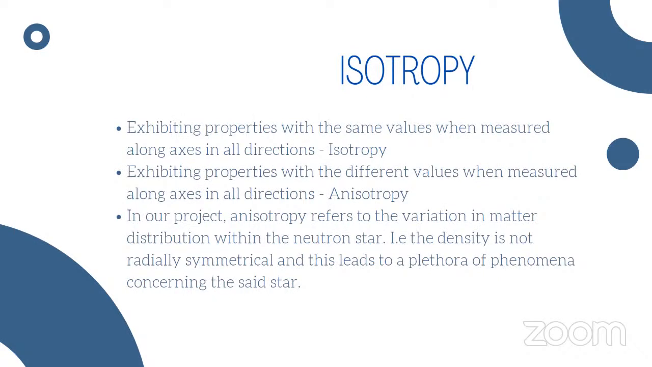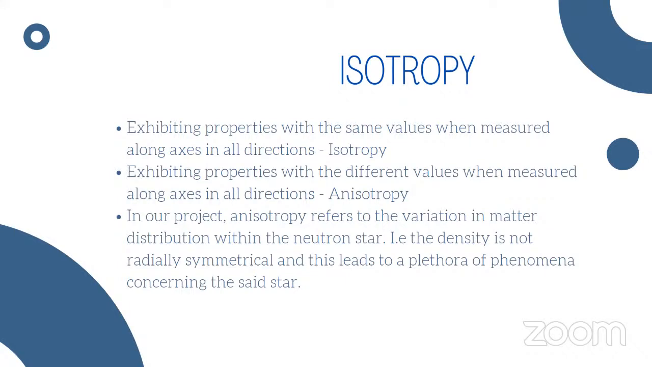Isotropy is basically defined as a property which exhibits the same values when measured in all directions. This is one of the assumptions that have been taken in the theory of relativity also. However, anisotropy is completely the opposite, in that it exhibits properties with different values when measured along axes in different directions.